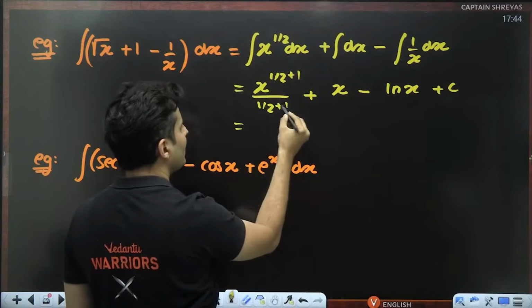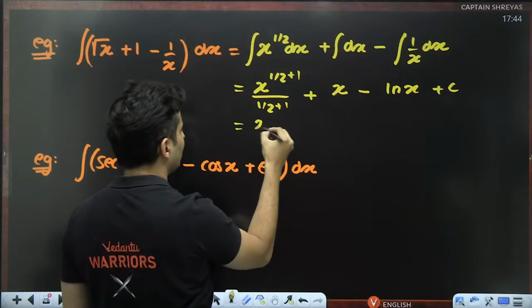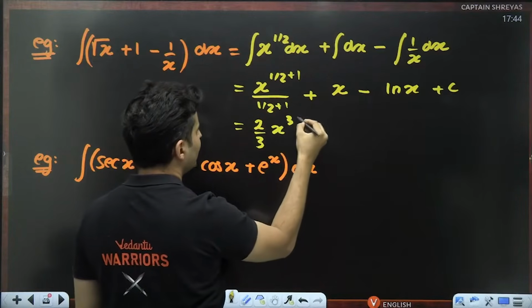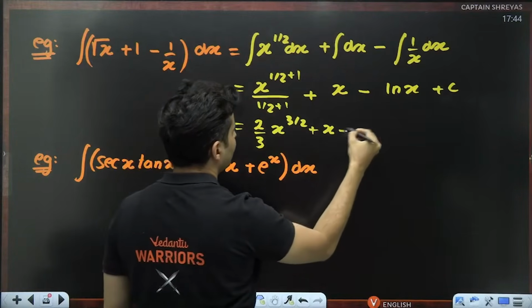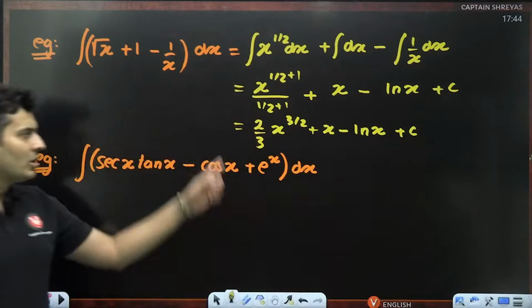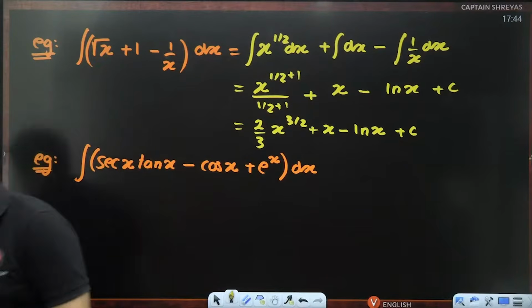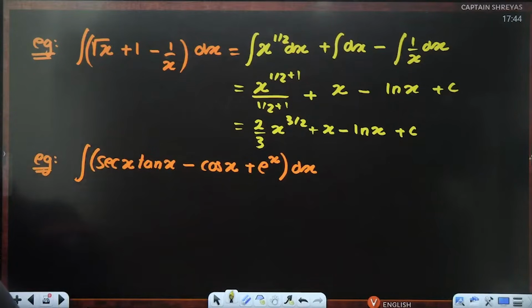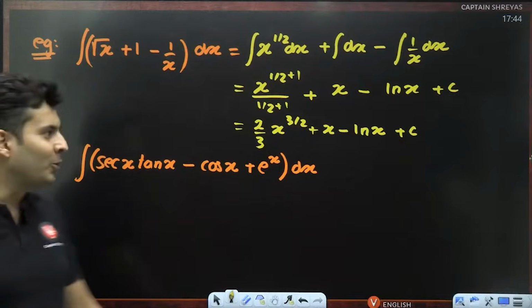So this will become 3 by 2, and the 2 goes on the top. So 2 by 3 x raised to 3 by 2 plus x minus log x plus c. This should be the answer. 2 by 3 x raised to 3 by 2, plus x minus log x. Very good, Krishna. Sushmita, awesome. Awesome, Satyashri. Great. Proud of all of you.